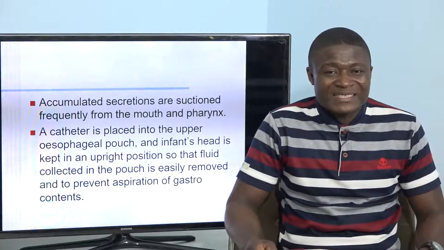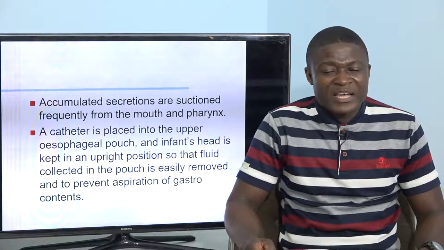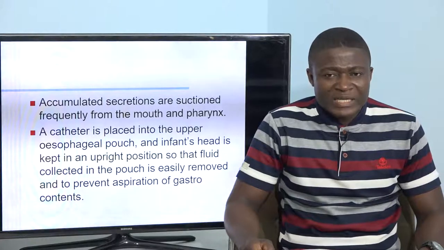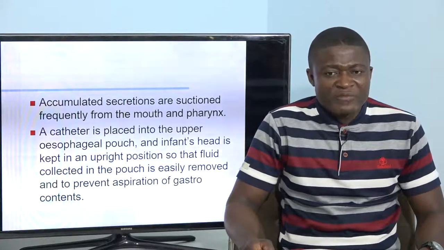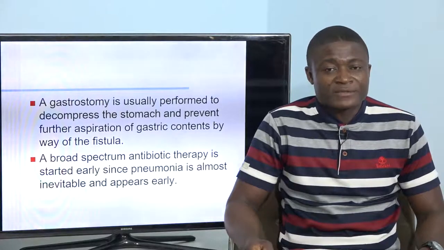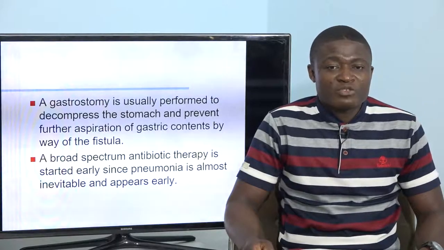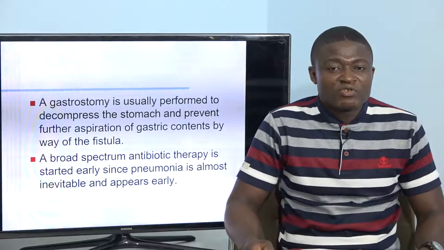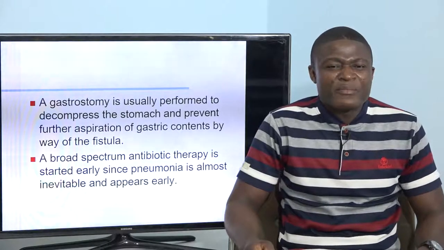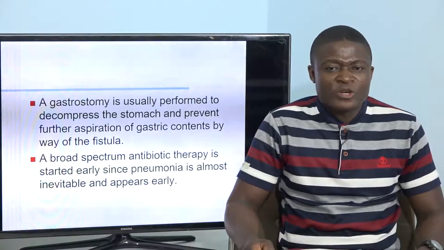Accumulated secretions are suctioned frequently from the mouth and pharynx. A catheter is placed into the upper esophageal pouch. The infant's head is kept in an upright position so that fluid collected in the pouch is easily removed and to prevent aspiration of gastric contents. A gastrostomy is usually performed to decompress the stomach and prevent further aspiration of gastric contents by way of the fistula.